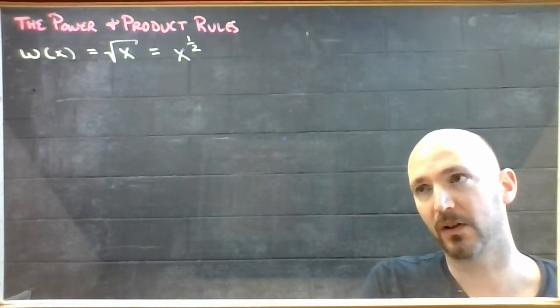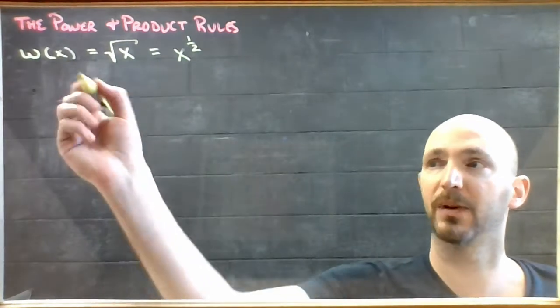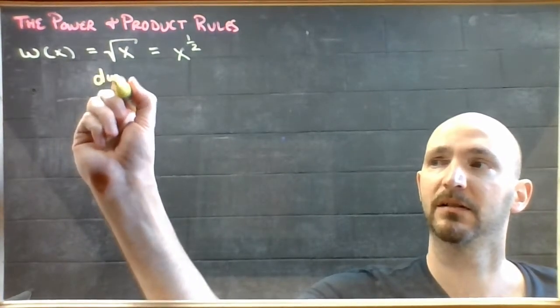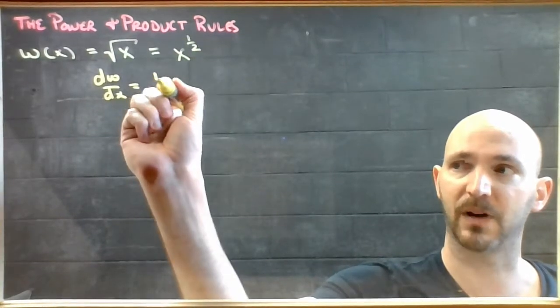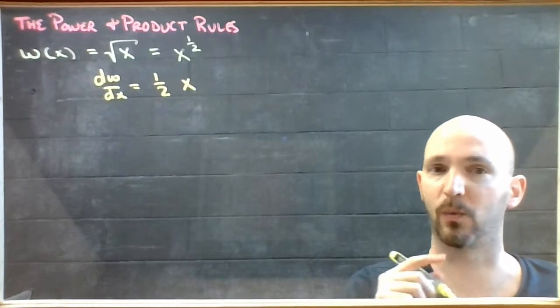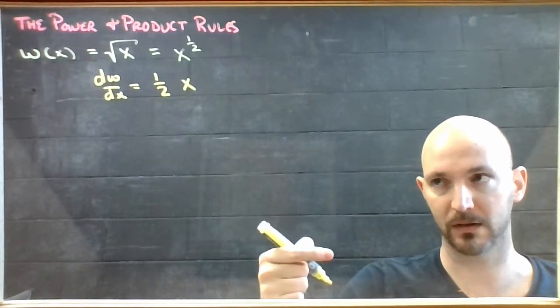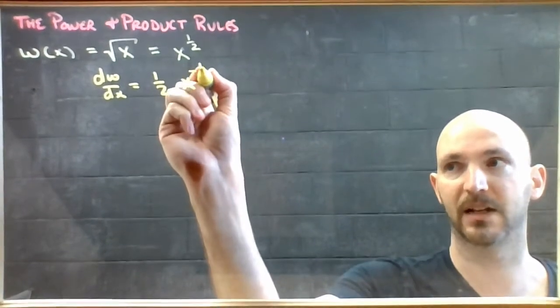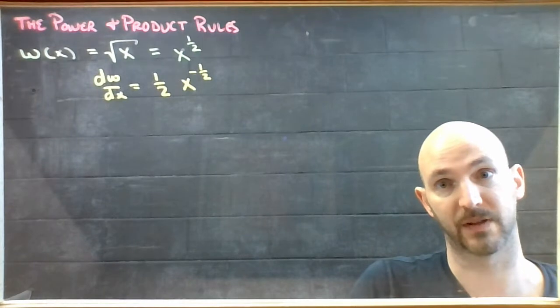So if I follow my exponent, or my power rule, sorry, then the derivative of this thing should be: take the exponent, write it in half, keep the x, and subtract 1. Now, 1/2 minus 1 takes you to negative 1/2. So that should be my derivative.